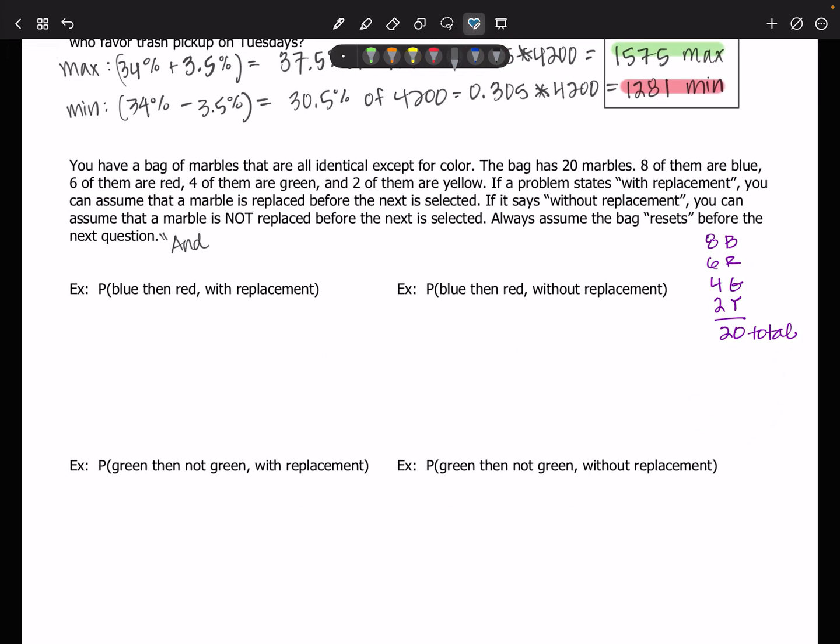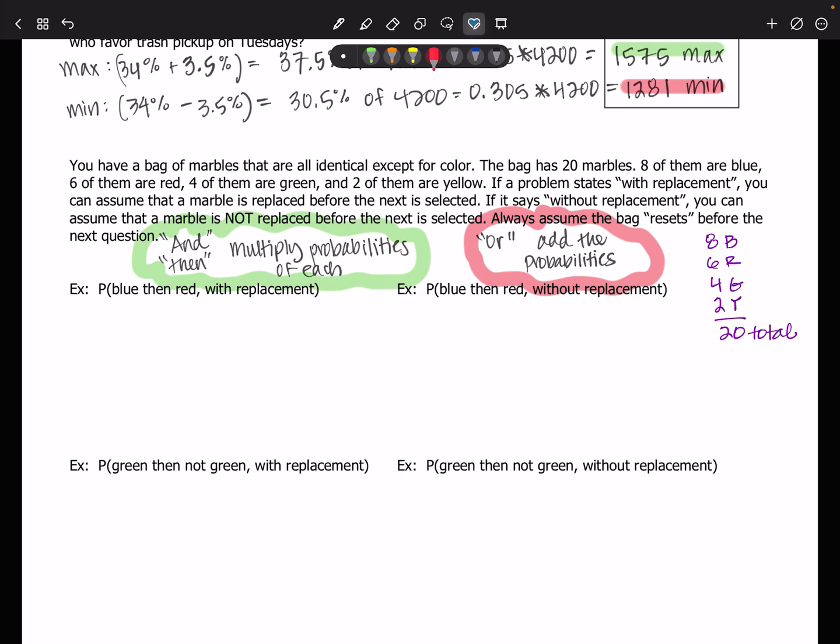So how I like to remember, if they say and, then you're going to pick one and then the other. That is multiplication. You multiply the probabilities of each. And if it says or, then you add the probabilities of each one. So we're going to start with this one right here, the and, then we'll move on to the or probabilities.